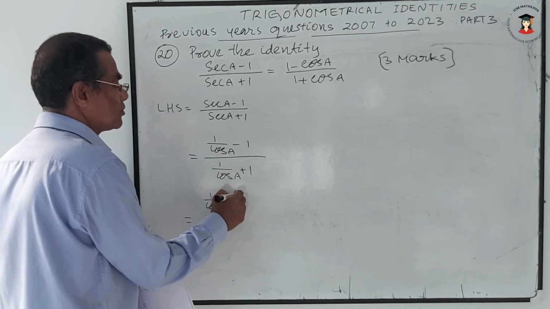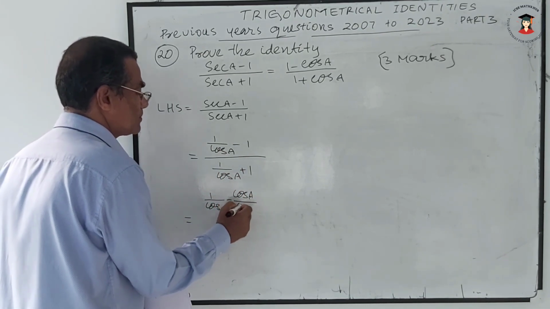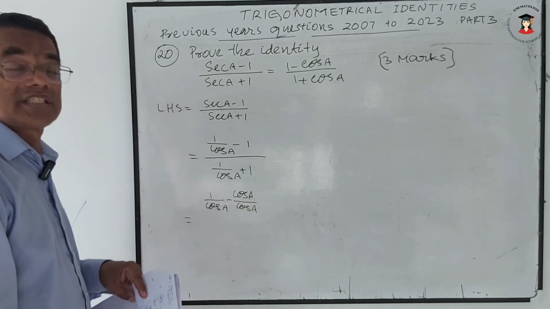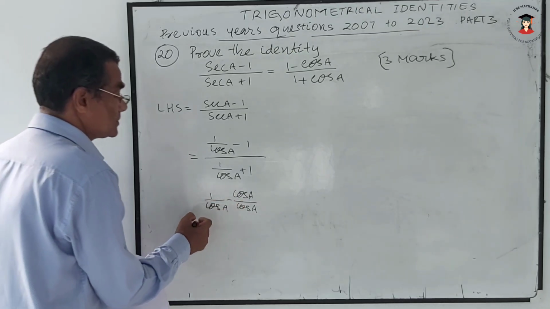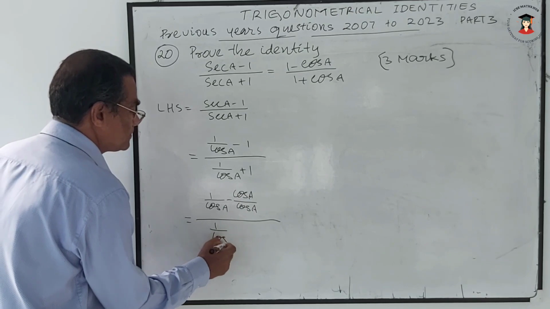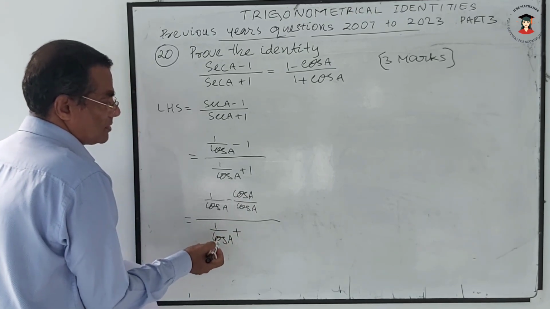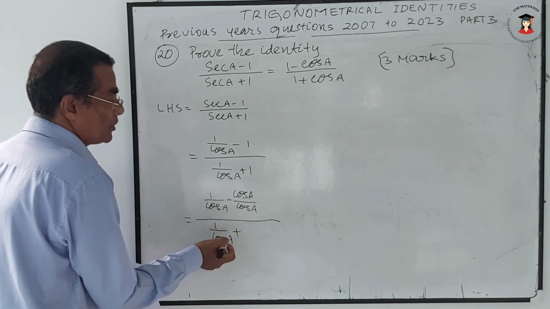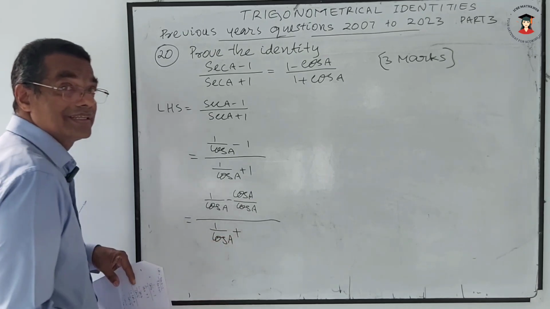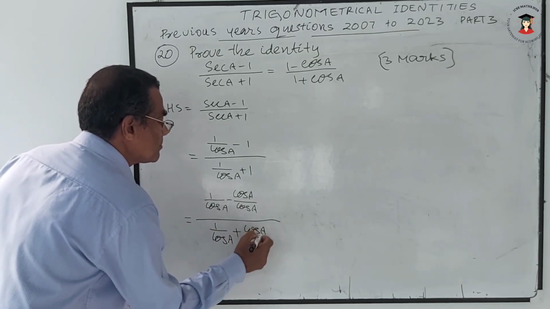Instead of 1 I am writing cos A by cos A, so that I get the denominator the same for these two fractions. Equal to 1 by cos A plus, here again I need to convert 1 into cos A by cos A so that I again get the same denominator. It is easy for addition. So cos A by cos A.